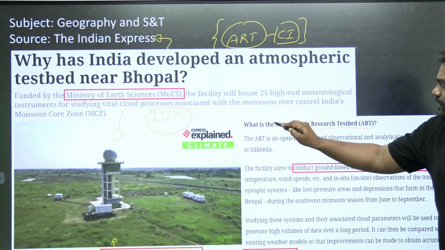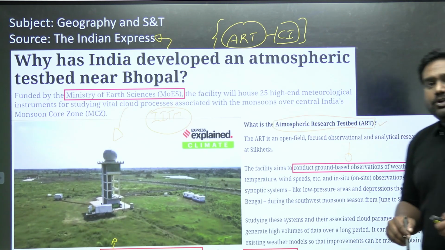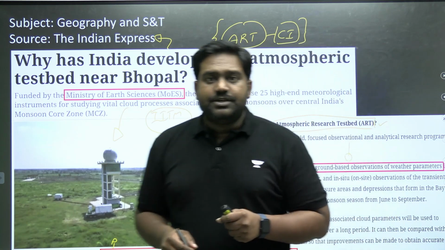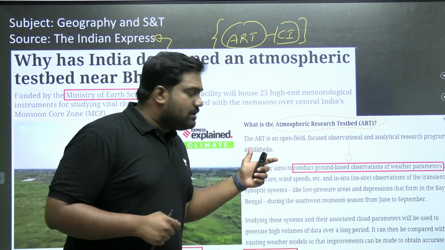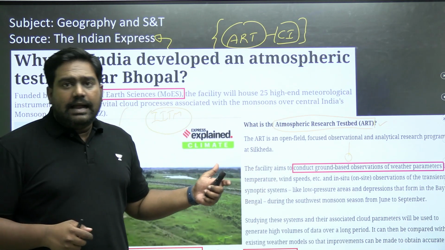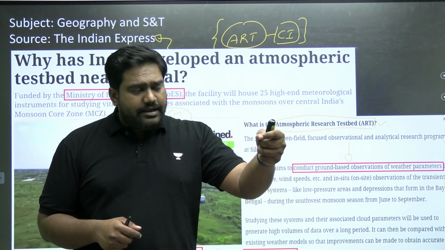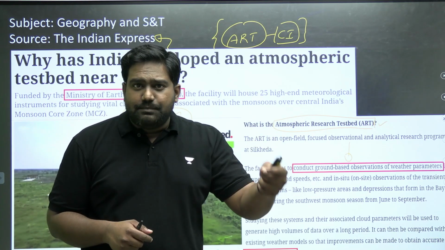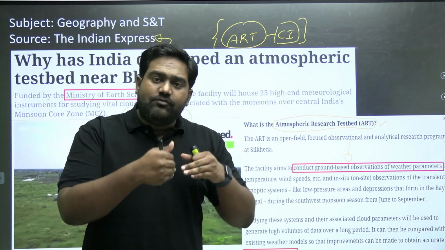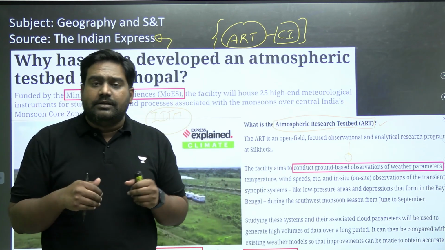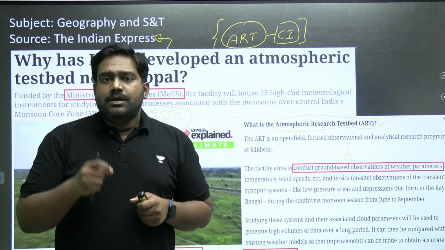This project contains multiple advanced meteorological instruments that can help us understand cloud processes as well as the impact of the low pressure and cyclonic events that take place in Bay of Bengal and how it influences the monsoon rainfall pattern in central India.